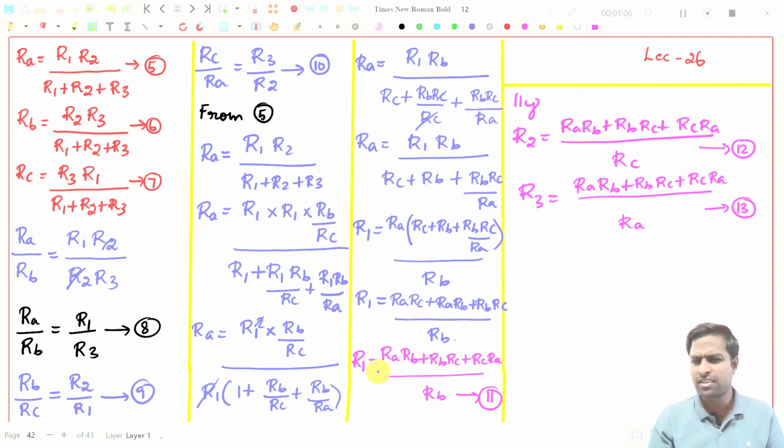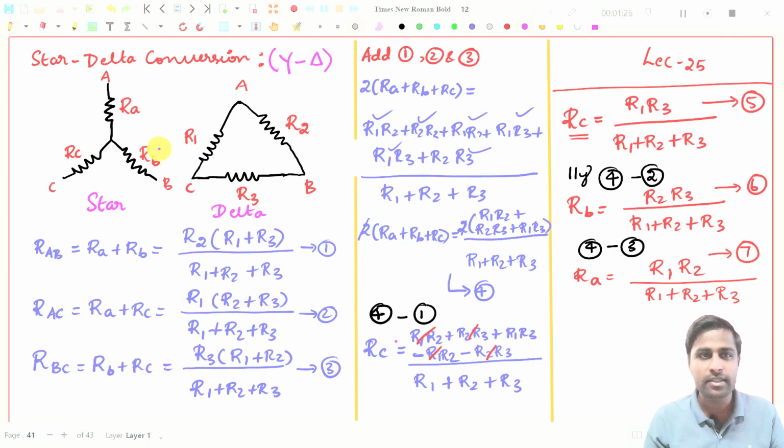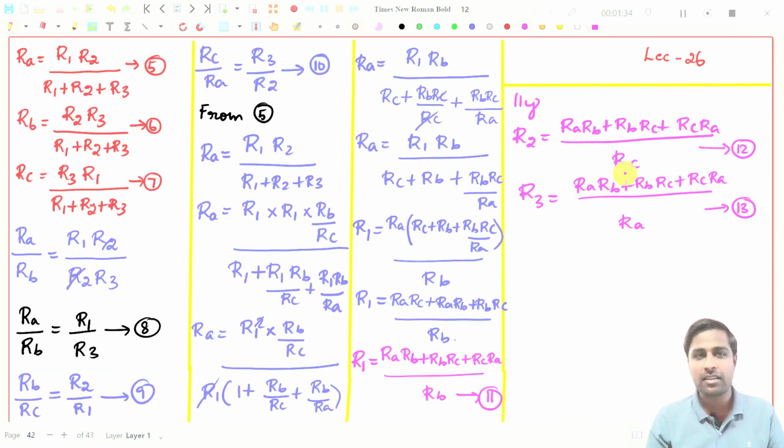The numerator part you can easily remember: RA RB plus RB RC plus RC RA. You don't need to mug up the formulas. That is what I am telling, particularly how to remember these kinds of formulas. Then you see R2, where is R2 connected? R2 is connected between point A and point B. Which is the opposite resistor? That is RC, right? That should be in the denominator.